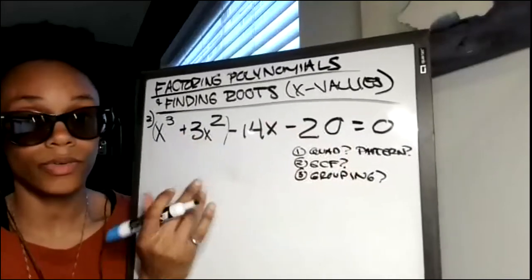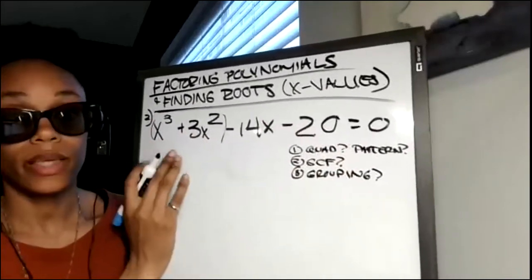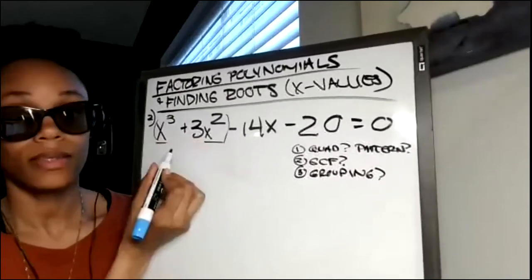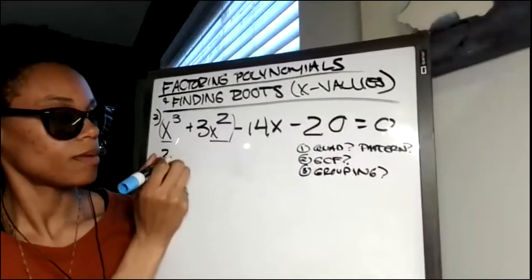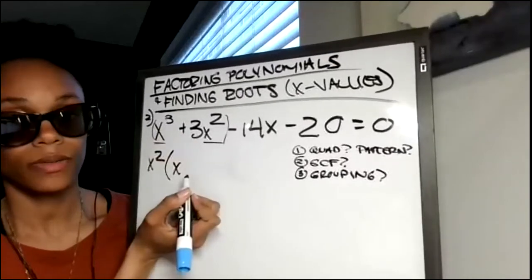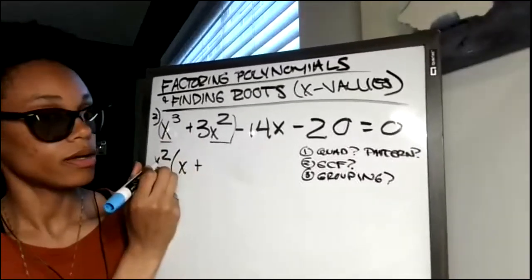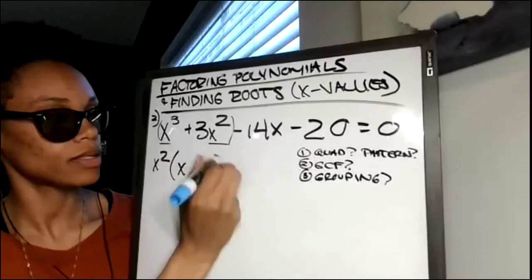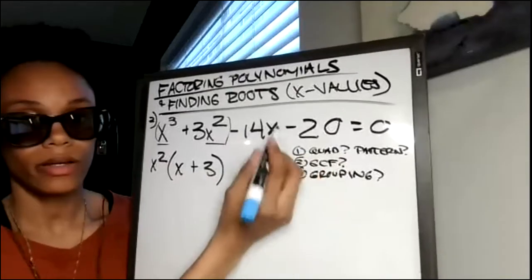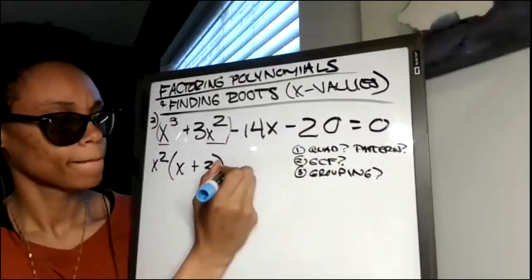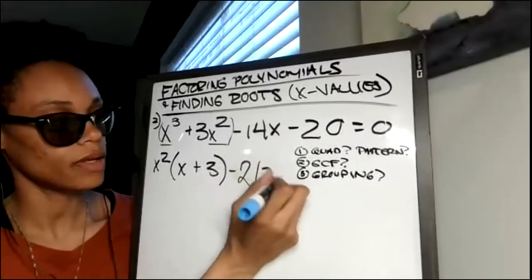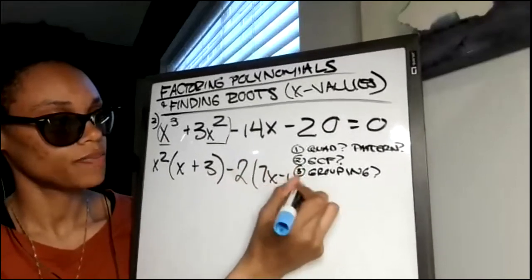So I would look into the group and think, what's the greatest common factor here? x squared. These both have at least an x squared. That would come out of the parentheses. x squared times x gives me x cubed. x squared times 3 gives me back my 3x squared. And then what's the greatest common factor here? Just 2, or negative 2 even. So minus 2, I'm left with 7x minus 10.